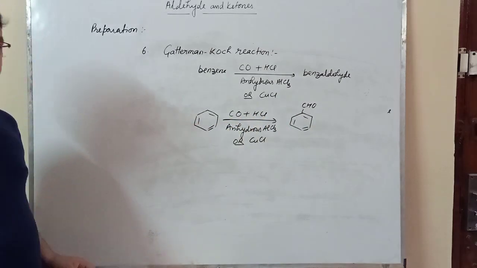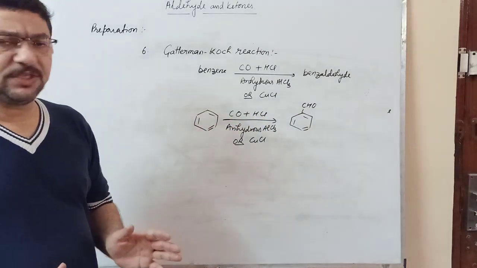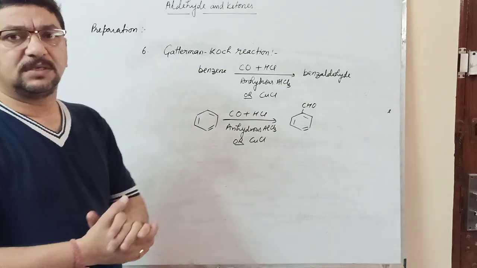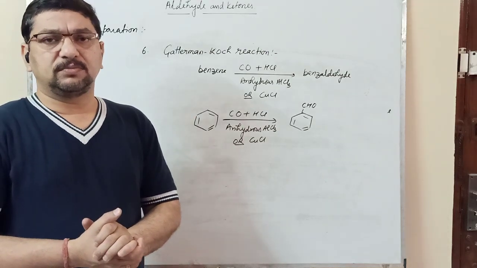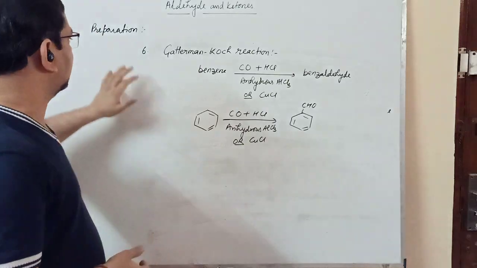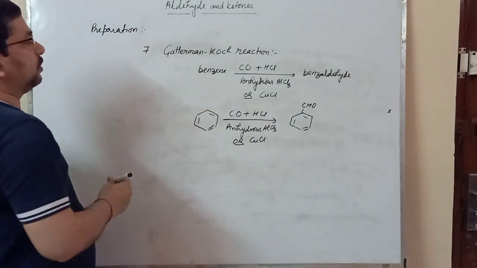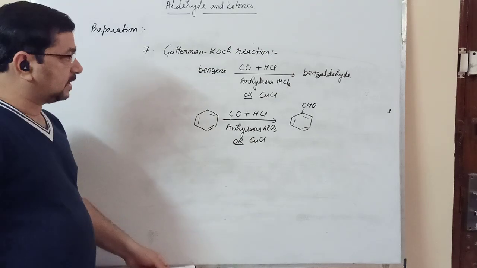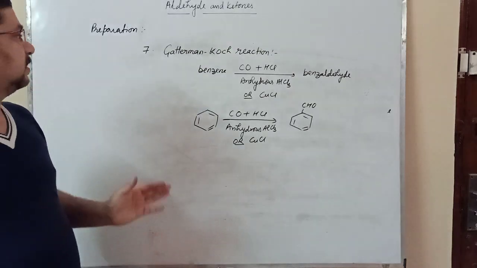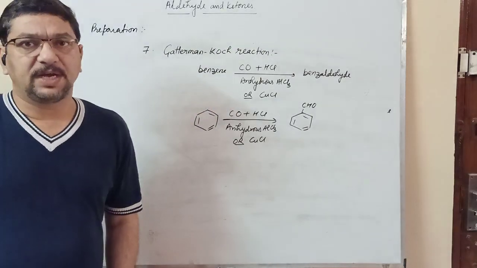So these are the different reactions in which we are only getting the aldehyde, no ketone is obtained during all these processes. So these are the 7 different reactions in which we discussed the preparation of aldehyde.